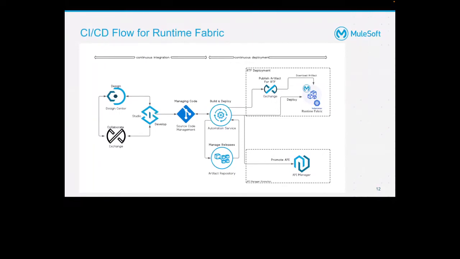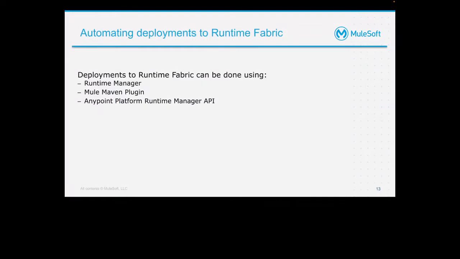All right, going ahead, let's understand the different ways in which you can do a deployment to Runtime Fabric. There are three ways. One is definitely going to your Runtime Manager and deploying your applications. A very simple, very manual approach: you navigate to Runtime Manager, select your jar file, upload it, and then deploy it.